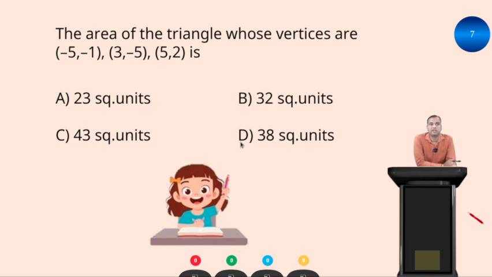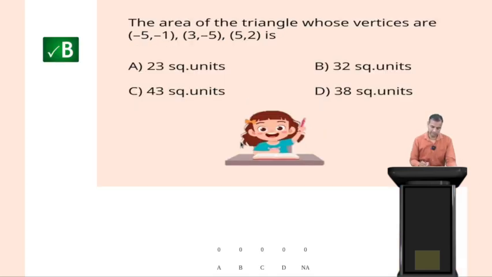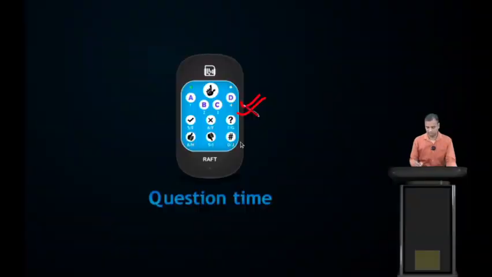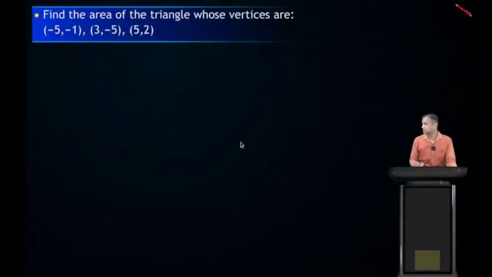So what is the area of the triangle? I think you all have got the value. Okay, very good. So the correct answer is yes, it is 32 square units. Okay, now next question, find the area of the triangle whose vertices are these.